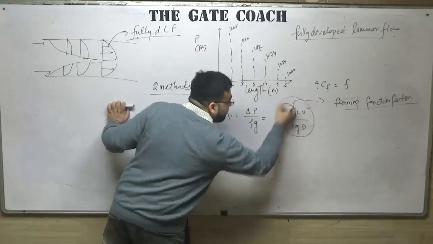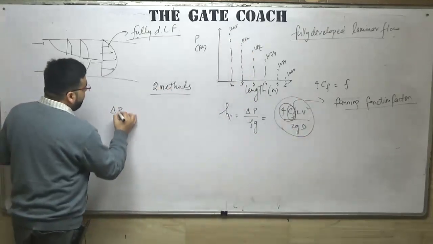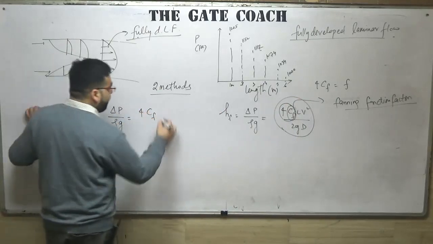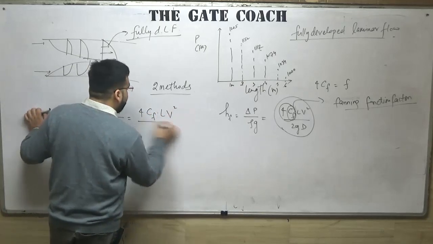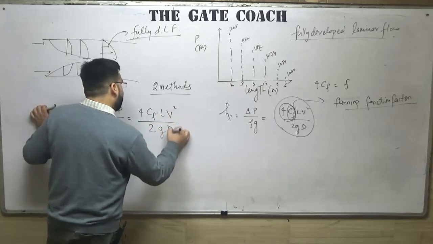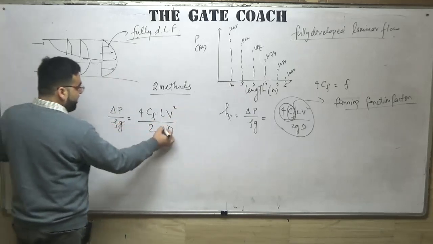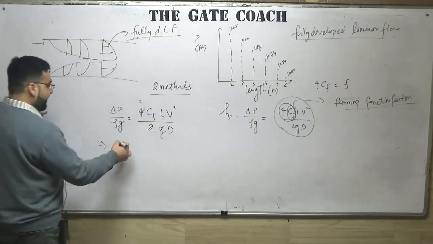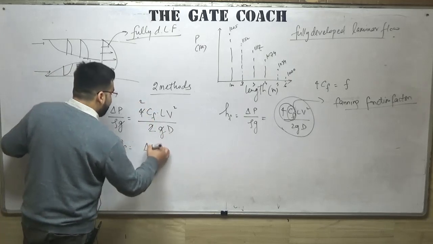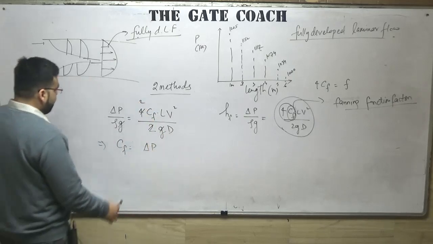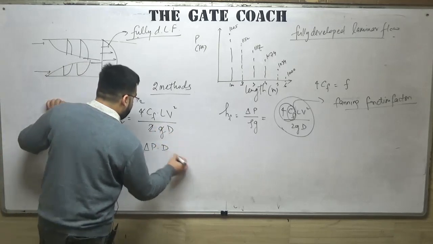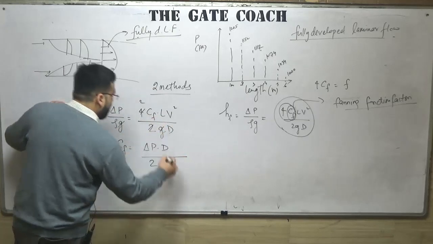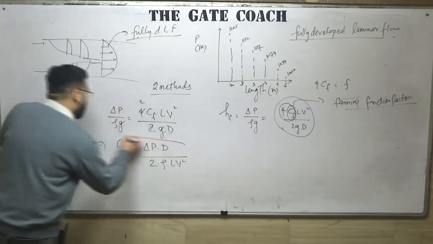So first of all, let me further solve this. That is del P divided by rho into g equals 4 into CF, the Fanning friction factor, into L into V square divided by 2 into g into D. So g got cancelled out, and apart from it, this 2 and 2 got cancelled out. So you will be getting CF equal to del P into D divided by 2 into rho into L into V square.